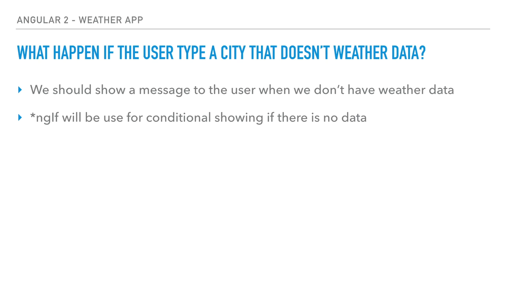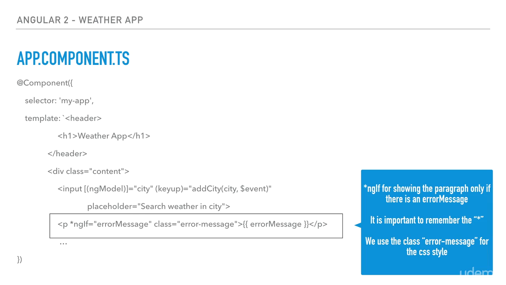So if the city exists, we don't display any error. But if there is an error, we want to display this. And even better, we want to display the error in red color, so it's pretty clear to the user that there is an error. And we will do this using the styles inside the app component, right? So how does it look?